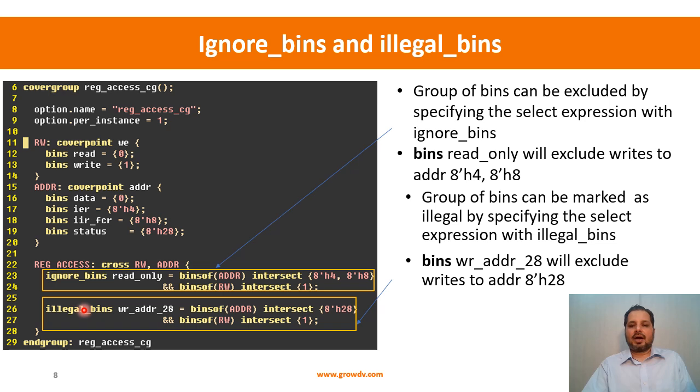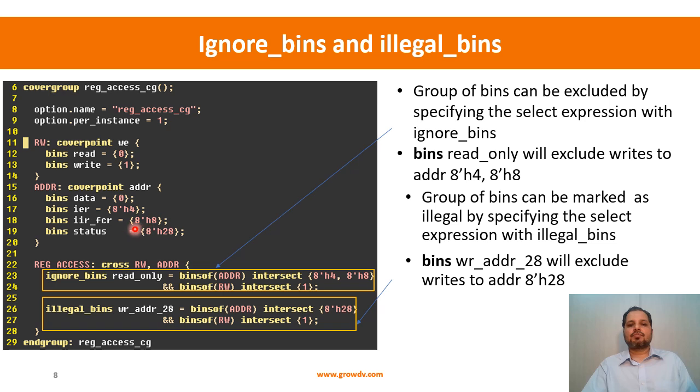So we will look at usage of ignore bins and illegal bins. We are defining one ignore_bins. So ignore_bins is defined with this keyword ignore_bins and the name read_only. Now we have to define a criteria to select a set of bin tuples that needs to be ignored. Once we define ignore_bins, those will be eliminated from the automatically generated bins for tracking of the hit counts. So what we are saying over here is binsof address, which will give us these four values, intersect with 4 and 8.